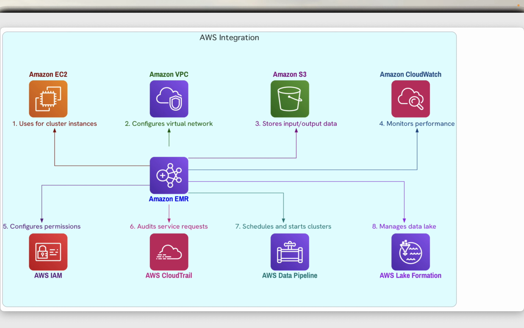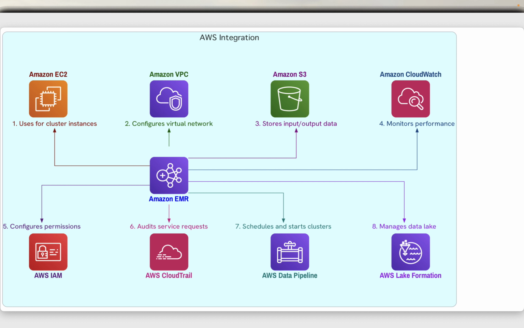Okay, these are the integrations which are available with Amazon EMR. We have Amazon EC2 for the instances that comprise the nodes in the cluster. So it's made of EC2. That is the first integration. Then Amazon VPC, to configure the virtual network in which you want to launch your instances. Amazon S3 to store input and output data.